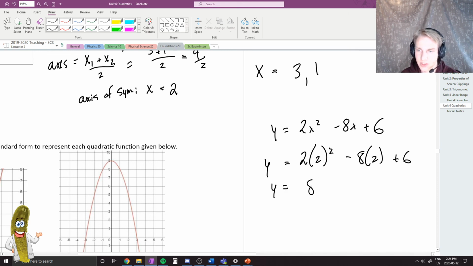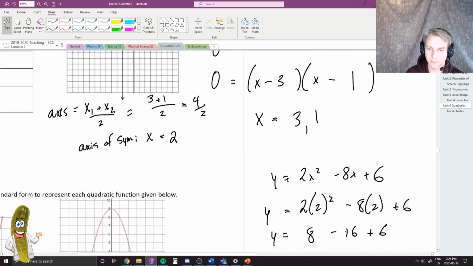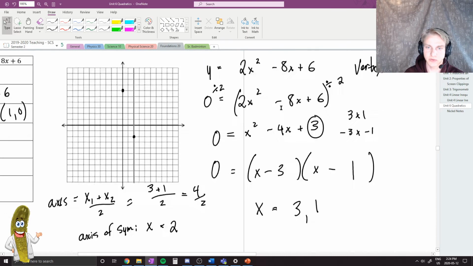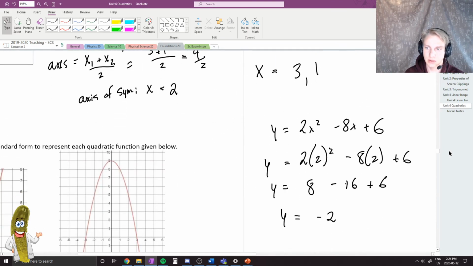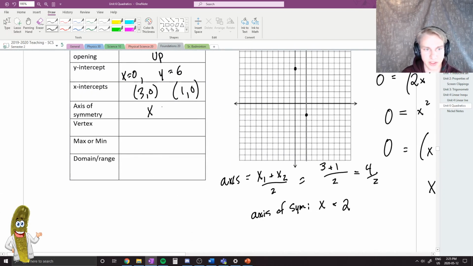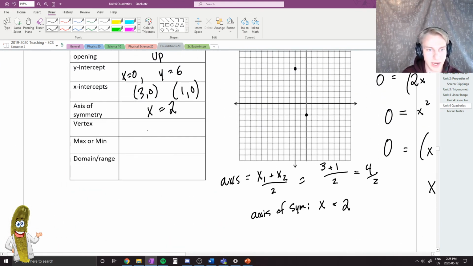2 squared is 4 times 2 is 8, minus 8 times 2 is 16, plus 6. So y will be equal to negative 2 is the value that I have found there. Awesome. So I know that my axis of symmetry occurred when x was equal to 2, and I just solved for my vertex by saying that at 2 comma negative 2 is where my vertex will occur.